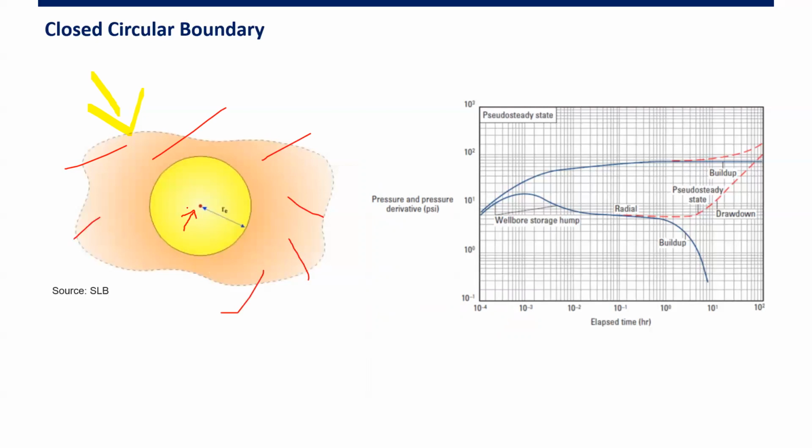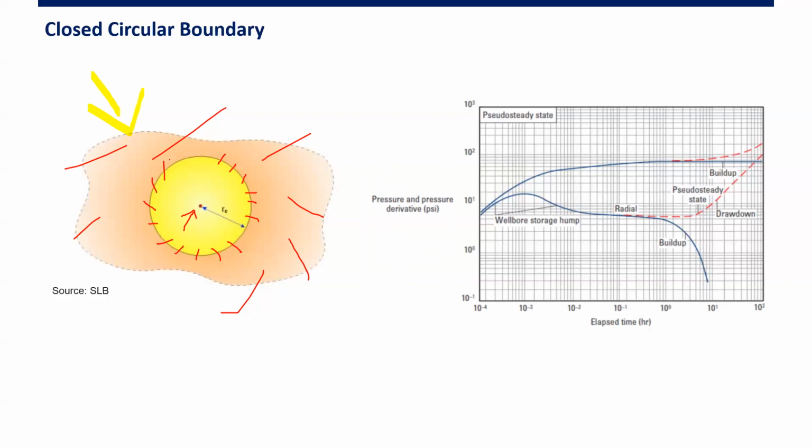But this particular well has a drainage area that is limited by a sealing circular boundary. It's a model, it's a simplification. So somehow this well has a limit that follows a circular boundary.